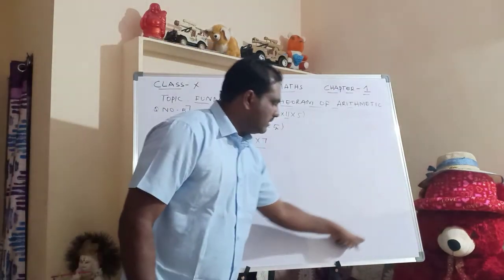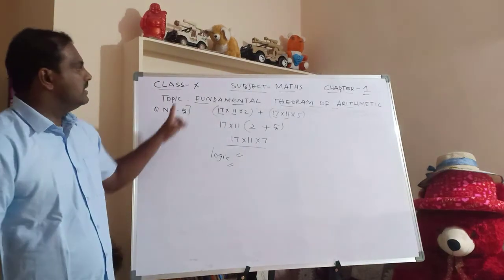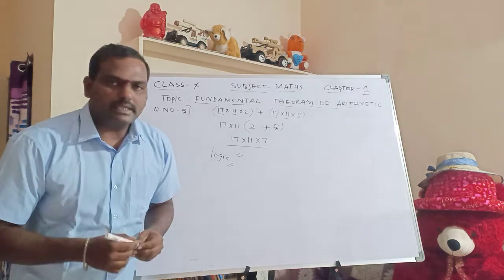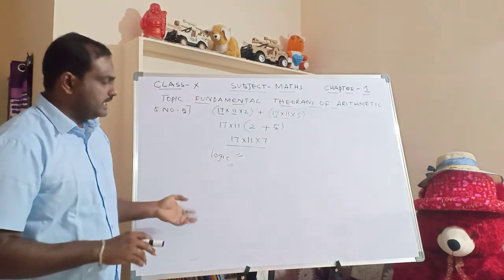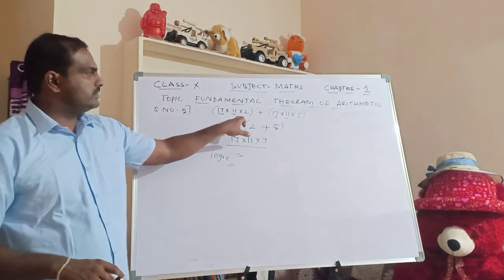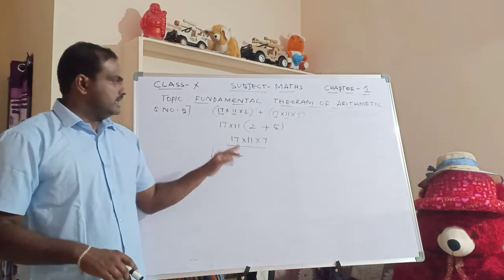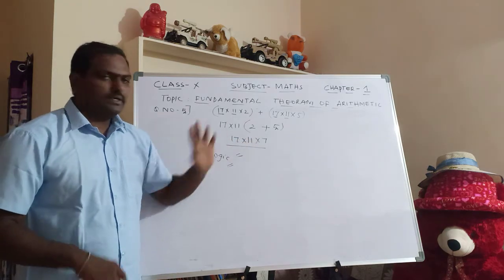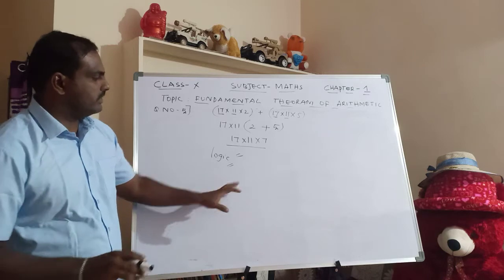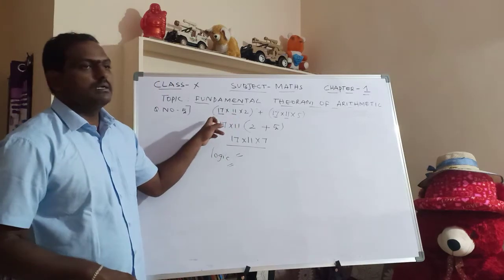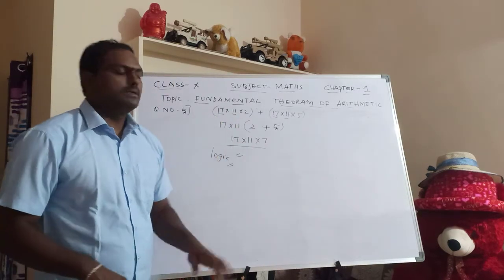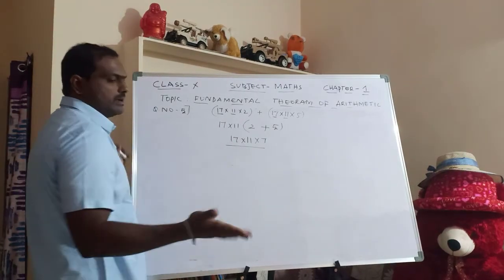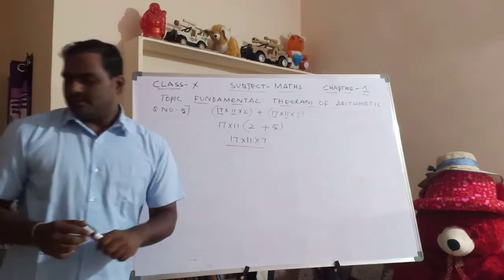After this, you have to write all the statement. What is the statement? According to the fundamental theorem of arithmetic, every composite number can be written as a product of primes. Here, our given number 17 into 11 into 2 plus 17 into 11 into 5 is going to be written as 17 into 11 into 7. 17, 11 and 7 are all prime numbers. So therefore, our number can be written as a product of primes. Therefore, the given number is a composite number. Basing on that, I am saying that the given number is a composite number. We have to write that conclusion. Right?